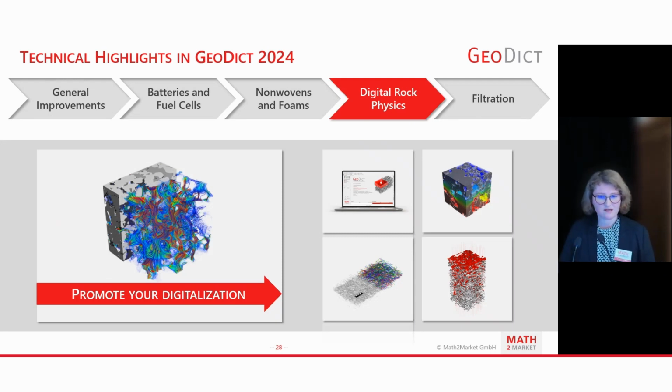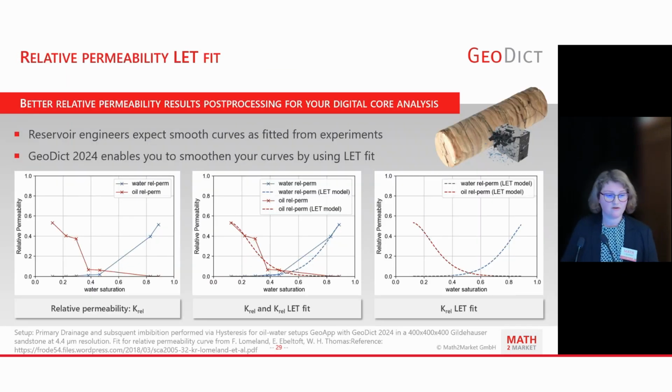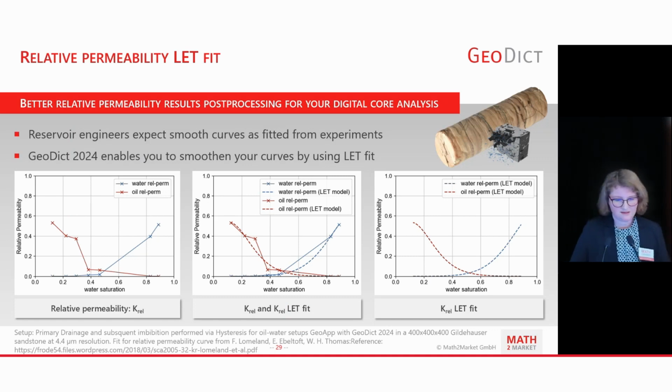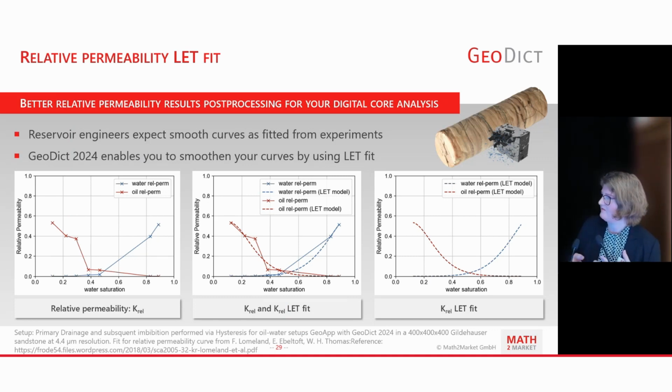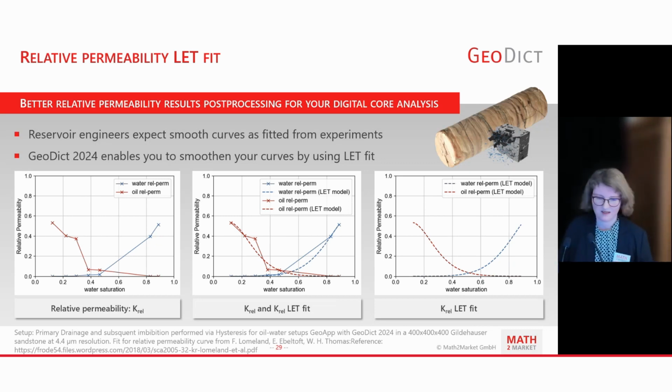Then we move to the next topic, digital rock physics. In digital rock physics, the relative permeability is a really important parameter. But the reservoir engineers expect a smooth curve, like the curves when they are fitted from an experiment. So we could, in the past, predict the relative permeability with GeoDict, but the curves look somehow like the curves on the left, a bit not as expected.